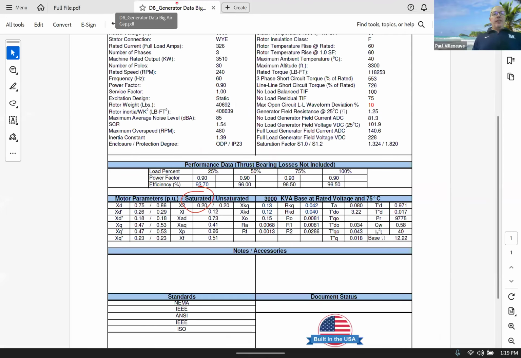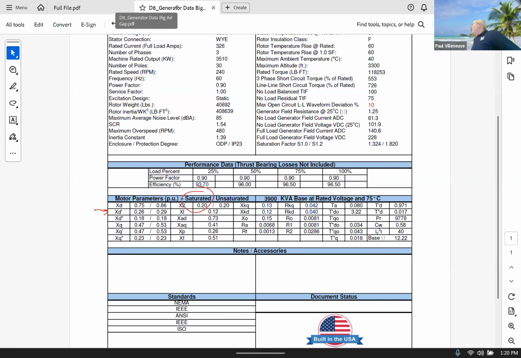So now there's a lot of data here. And it depends on what you're trying to do. In many cases, if you're doing a fault analysis, you'll use what's called the direct access transient reactance. I know that doesn't make a lot of sense to you all. It will very shortly once we start looking at fault current contributions. But if you look at the numbers, if you look at the saturated XD versus XD prime, you can see XD prime is lower than XD.